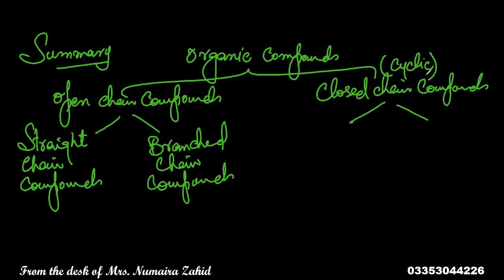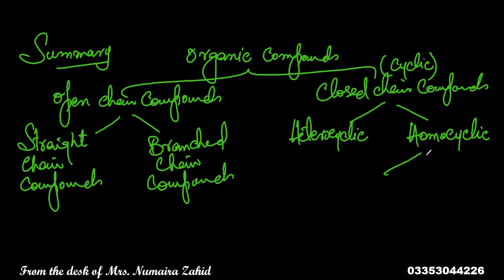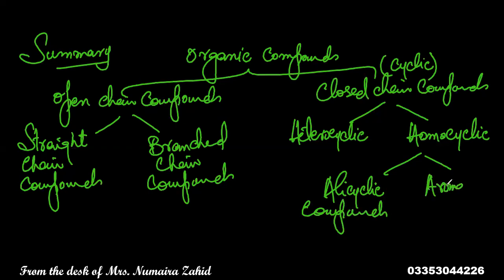can be heterocyclic or homocyclic. Homocyclic compounds can be further classified into alicyclic, in which no benzene ring is present, or aromatic compounds, in which at least one benzene ring is present.